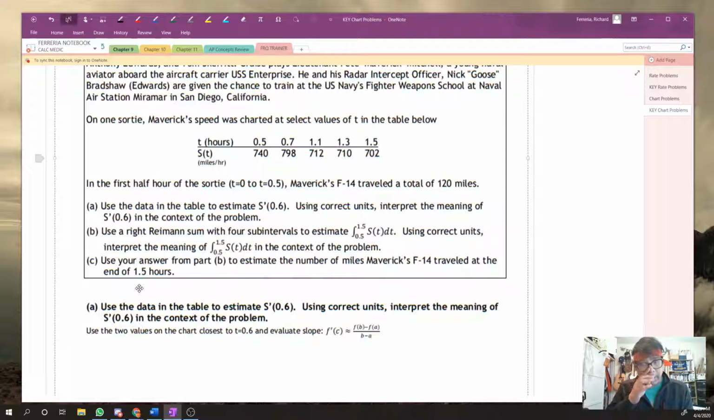So more context, notice how context heavy this is. And part C, use the answer from part B to estimate the number of miles Maverick's F-14 traveled at the end of 1.5 hours. Okay, sounds good, and let's get started.